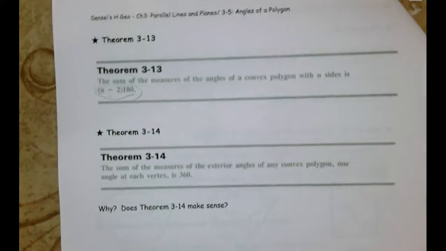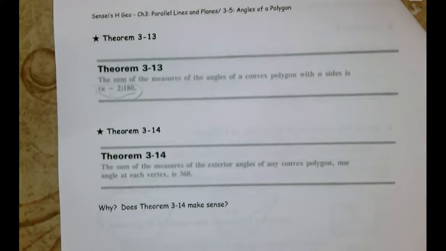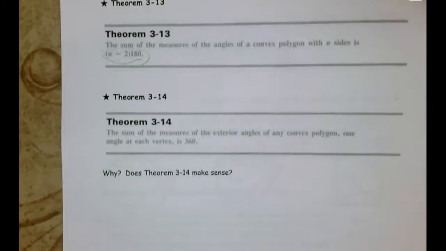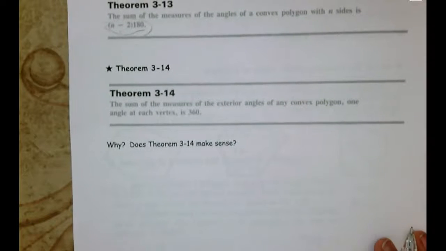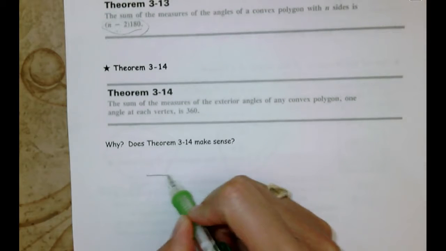Theorem 3-14. The sum of the measures of the exterior angles of any convex polygon, one angle at each vertex, is 360. No matter how many sides there are, it's always 360. Why? Does theorem 3-14 make sense to you? I'm sure you're all saying, no, it doesn't make any sense. Yeah. All right, so let's look at a hexagon.